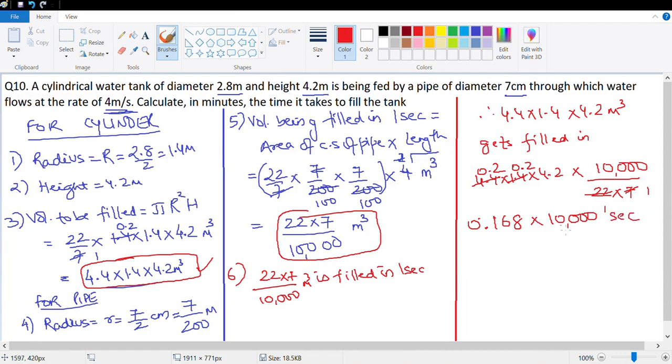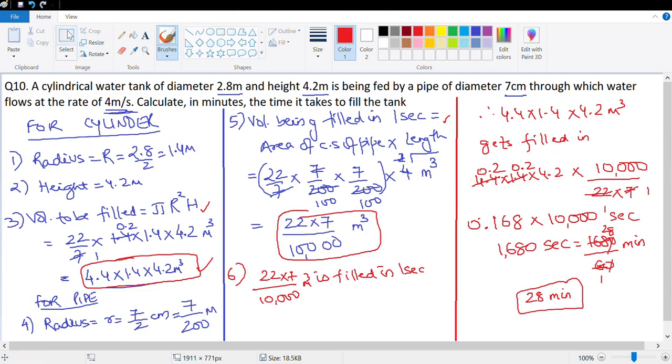4 zeros, which means this will be 1680 seconds, which would be equal to 1680 upon 60 minutes. That's 6 into 1, 2 into 6 into 2, 12. That's 48. So 28 minutes. So 28 minutes it will get filled in. This is basically unitary method. It required volume to be filled, then volume being filled in 1 second using the formula area of cross section into length, and then it required basic unitary method.